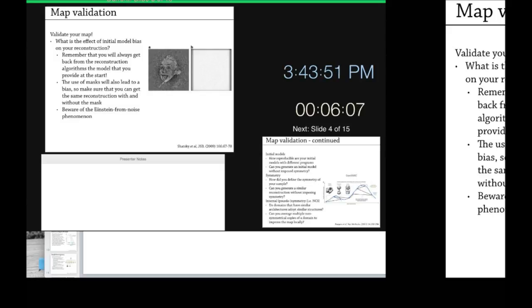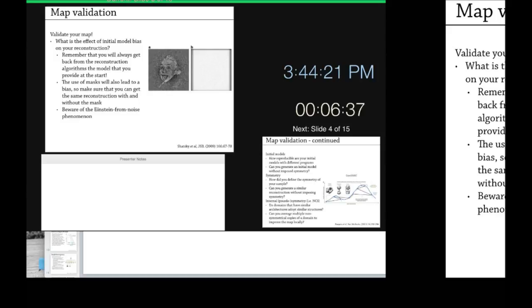And so this is a reconstruction of Einstein's face from a whole stack of data where they just used white noise. This is something you always need to be careful with. When you're evaluating other people's work, you need to quickly look in the methods and make sure: how did they get their map? What are the masks that they applied? What is the initial model they applied? And does their data actually demonstrate what they think it does?